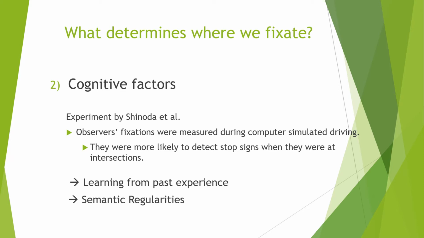So this shows us that we learn from past experience, and it shows us something about semantic regularities, where semantic is something that is meaningful, that these meaningful regularities, or these things that we commonly see in our environment that have a certain meaning for us, we expect things to make sense and to be where they should be, again, for a particular scene. And we do learn from our past experience. So clearly a top-down factor.